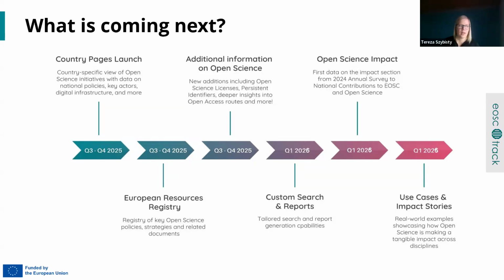Also, looking further ahead, in the next year, we would like to introduce a custom search, so users can generate tailor-made insights based on their personal needs, whatever you need. And finally, we will also be collecting open science impact and use cases to showcase real examples of how open science is making a difference across different disciplines and communities. Here, we will ask people, perhaps you, if you have some use cases that you would like to share with us, and we will make a nice report from these use cases, as well as showcase them in the observatory directly.